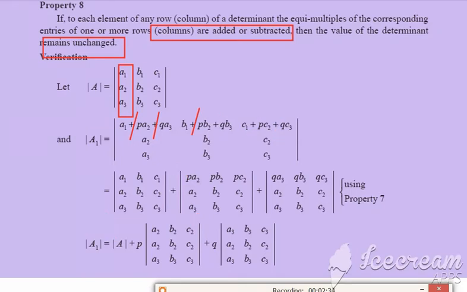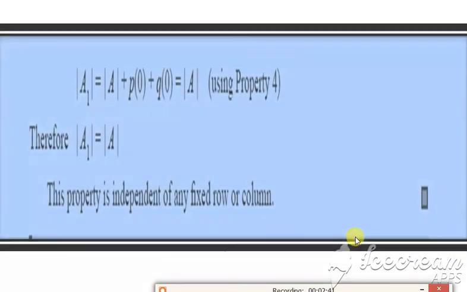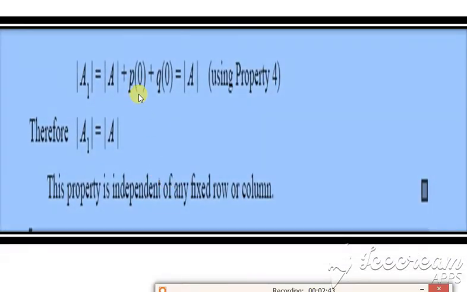So we can write, determinant of A1 is equal to determinant of A plus P into 0 plus Q into 0. Therefore determinant of A1 is equal to what? Determinant of A. So if we add or separate, the determinant value is not changed. That is the property set. And next we will see the exercise problem using these properties.